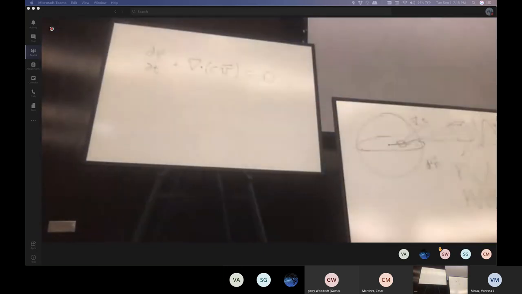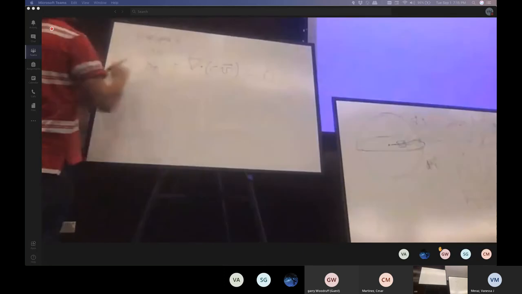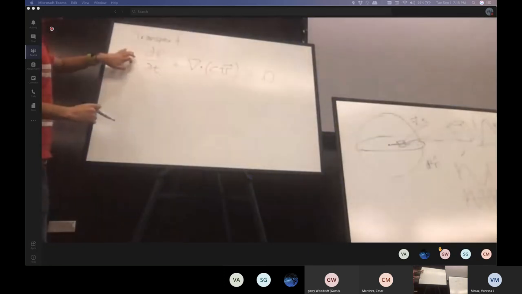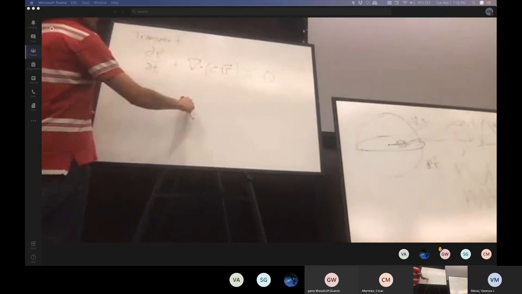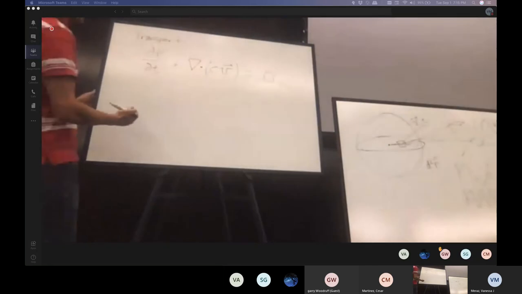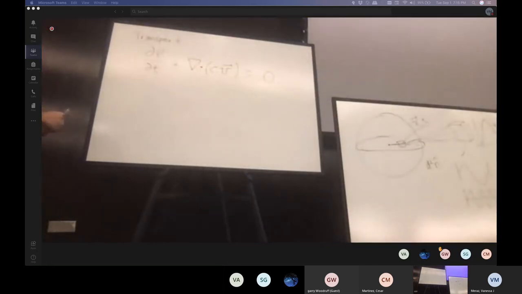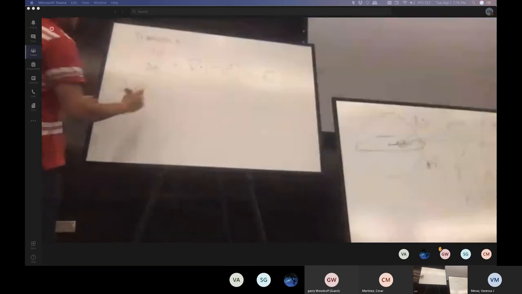So for transport, the number of photons is conserved. So if 10 photons reach your volume, 10 photons have to leave if you're going to conserve the number of photons. And if they're not interacting with anything, then they come in, they have to leave. So we can just rewrite this equation. So this is going to be our friend L.